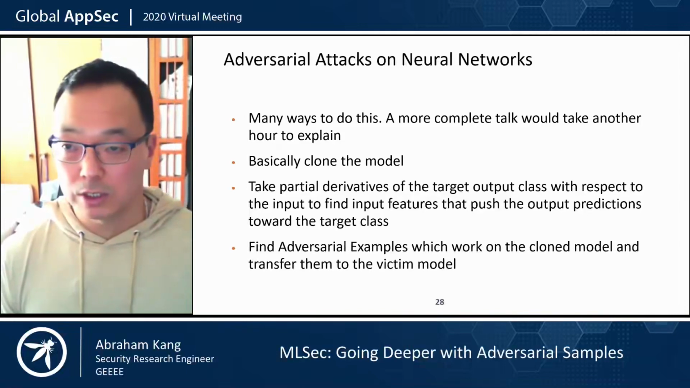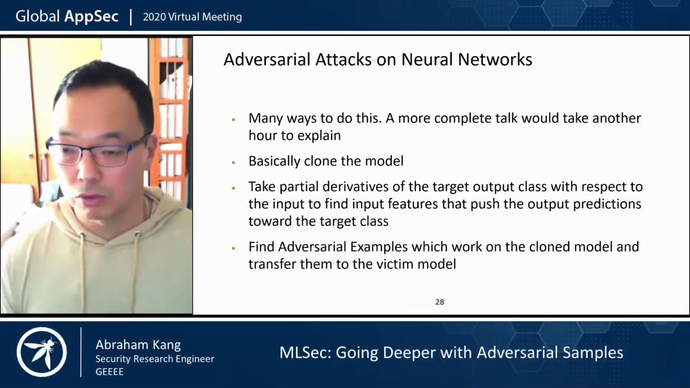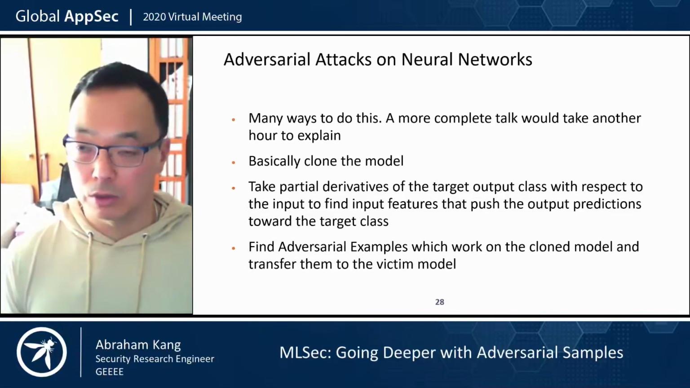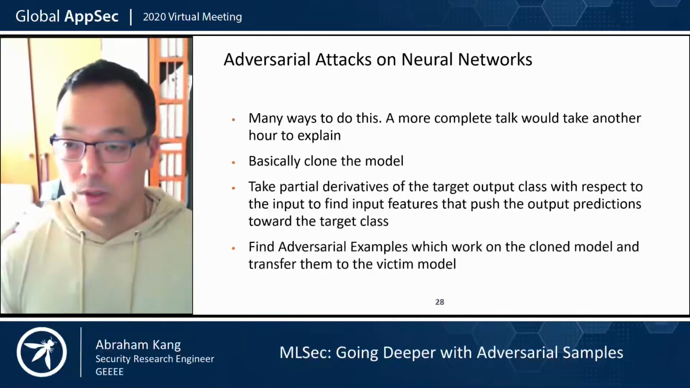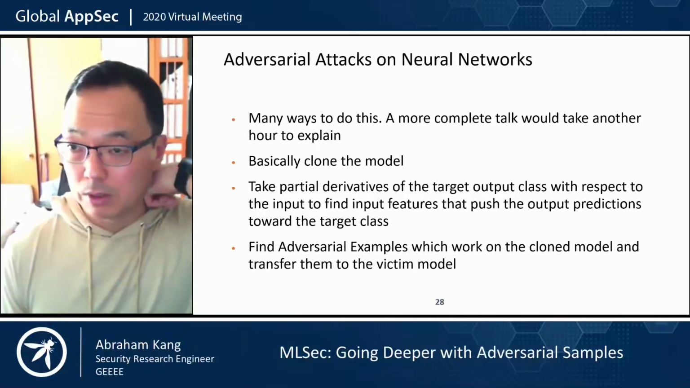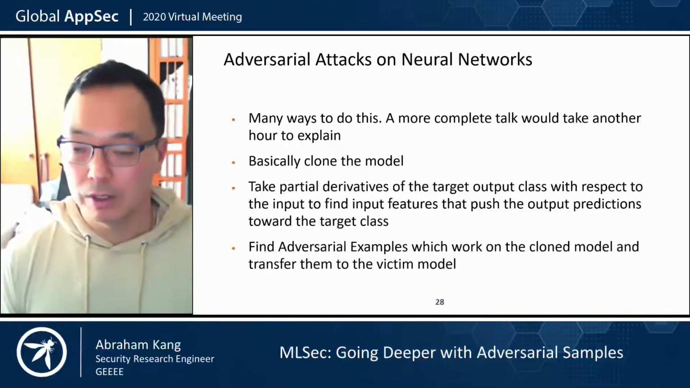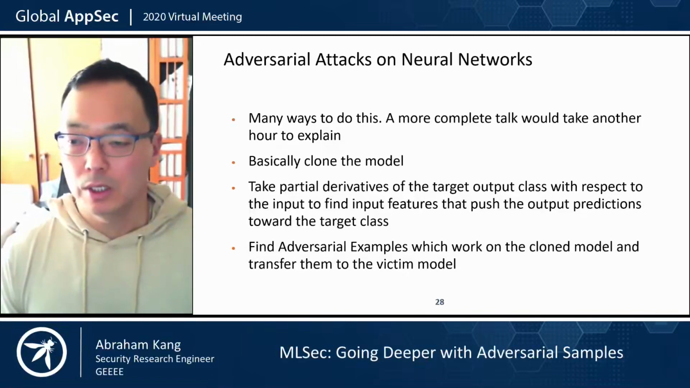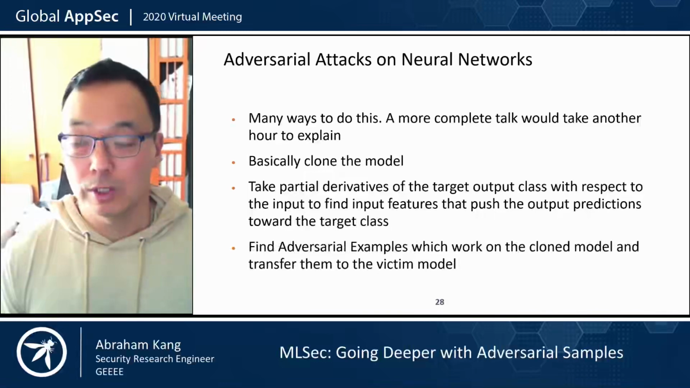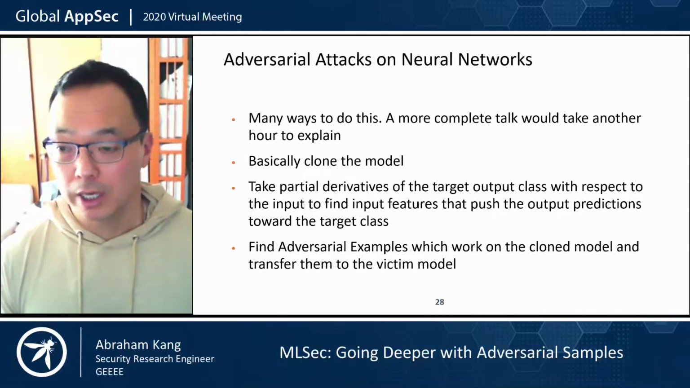It has the same process, but basically you're going to clone the model, but the thing is here you're taking partial derivatives of output class with respect to the inputs, because neural network models are typically differentiable. There might be some difficulties if you're using dropout, but you can predict what the gradient values are that you need to modify. But in general, what you want to do is take these partial derivatives to find out which inputs are going to push you in the direction of your target class.